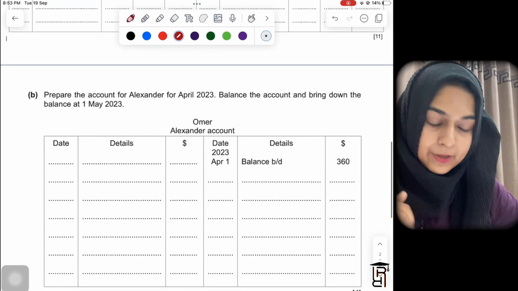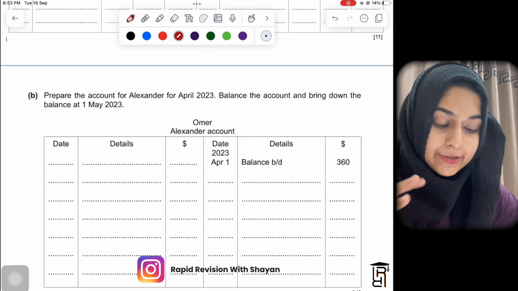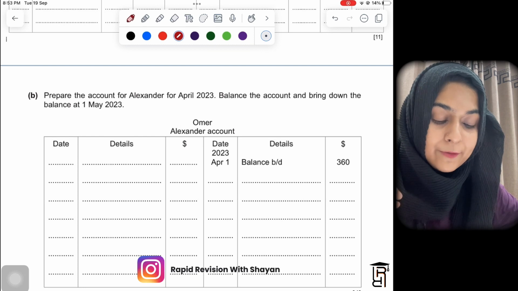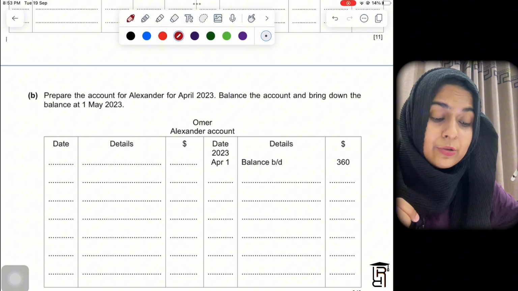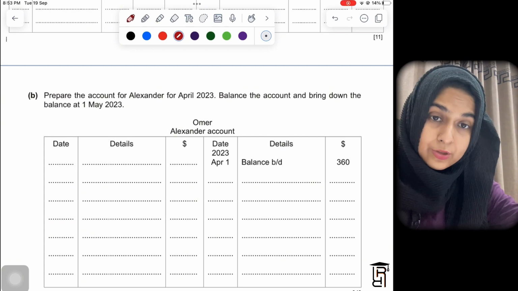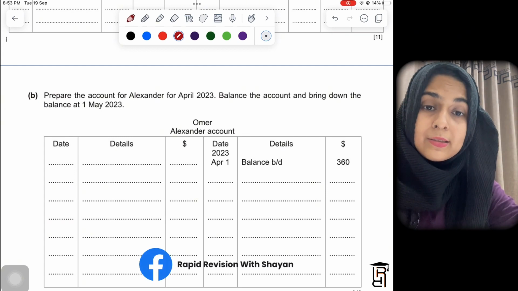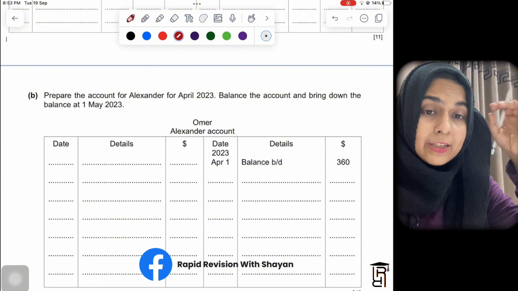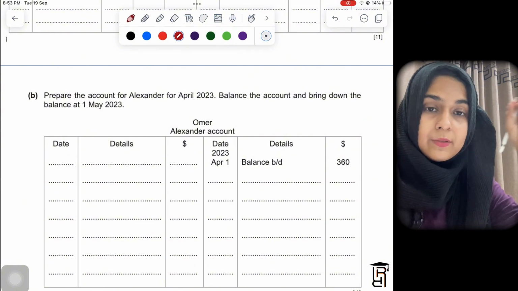So we'll just move on to part B in this video. Here they are expecting you to make the account of Alexander in the ledger of Umar. If you think from Umar's perspective, Umar is basically purchasing goods from Alexander. So Alexander is the trade payable here. Students need to know what perspective they are thinking from.